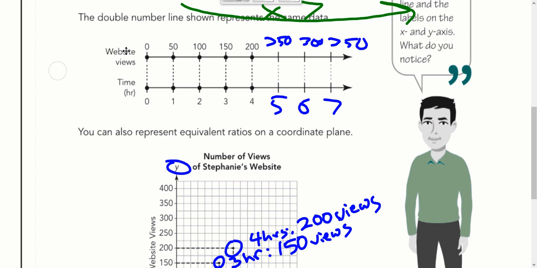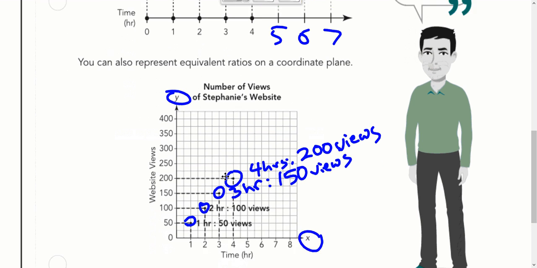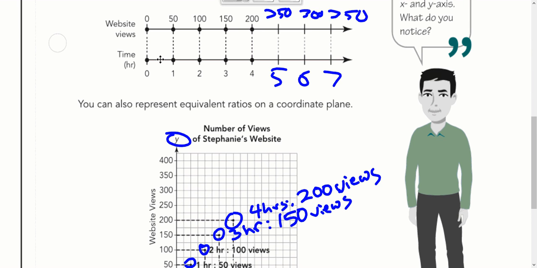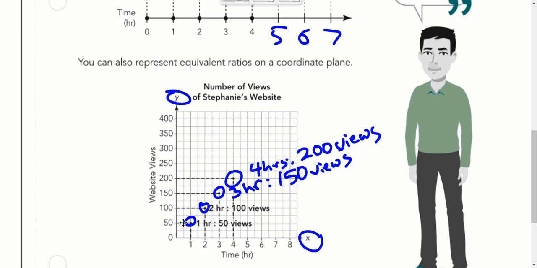Now, if you notice, website views is the title of this line, or this axis, the y-axis, and the time in hours is the name of this line, the x-axis. So basically what we did is we split these two lines, put one vertical, and put them together.